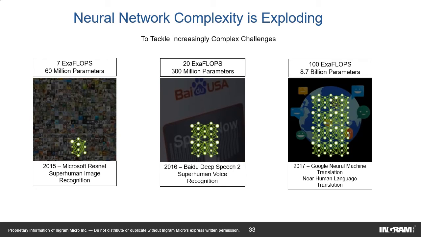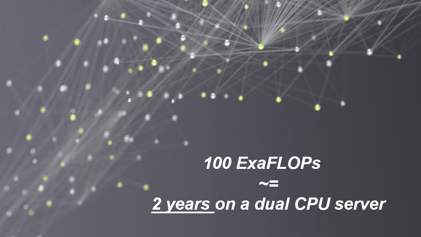In 2016, speech recognition, Deep Speech, reached around 300 million parameters. And in 2017, things changed with Google Machine Translation. We started to have billion parameters in neural networks, resulting in required computational power of 100 exaflops. Do the calculations: 100 exaflops can take 2 years in a dual CPU server.